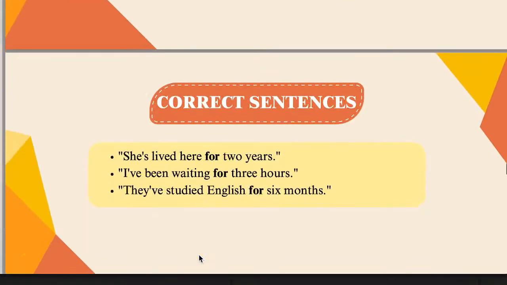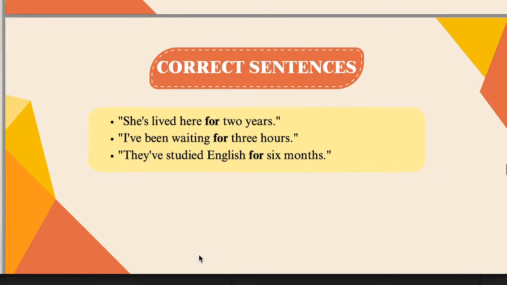For example, she has lived here for 2 years. Now what is 2 years? It is a time period of 2 years. Similarly, I've been waiting here for 3 hours. What is 3 hours? Is it an exact date? No. It is a time period. So you will be using for along with it. Similarly, third example, 6 months. Time period of 6 months. So it is not any exact date, but a time period. So you're supposed to use for here.